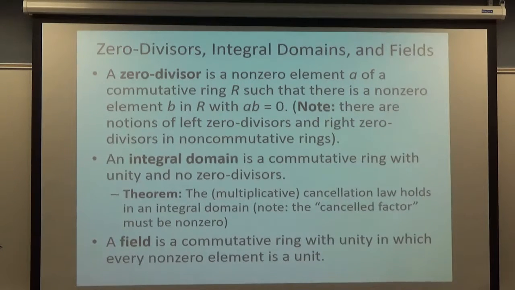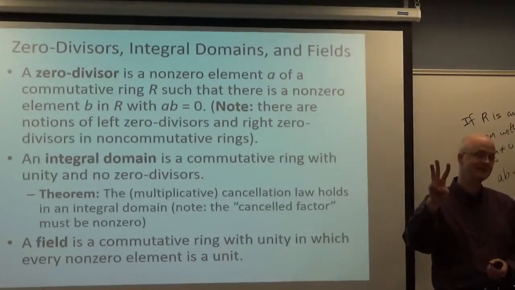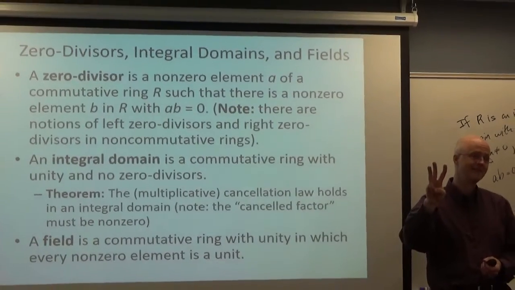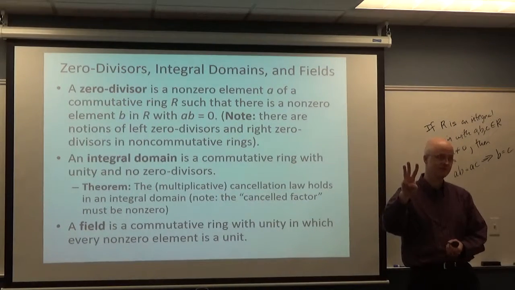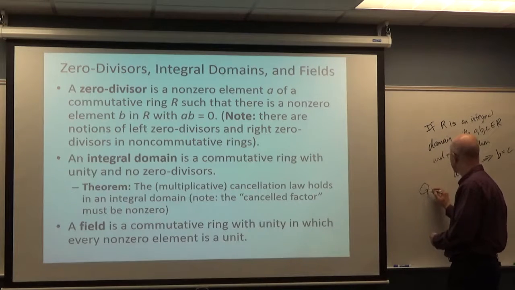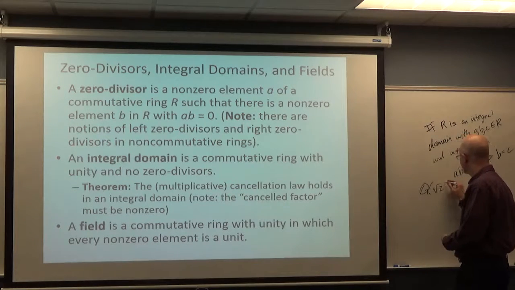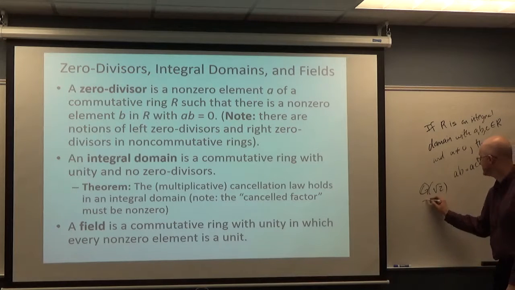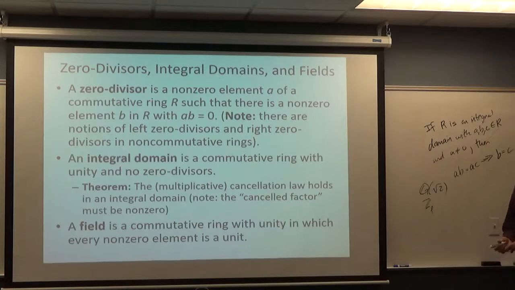A field is a commutative ring with unity in which every non-zero element is a unit. Every non-zero element has a multiplicative inverse, like the rationals, or the reals, or the complexes. Those are all fields. Q adjoining square root of 2 turns out to be a field as well. As does Zp when p is prime.